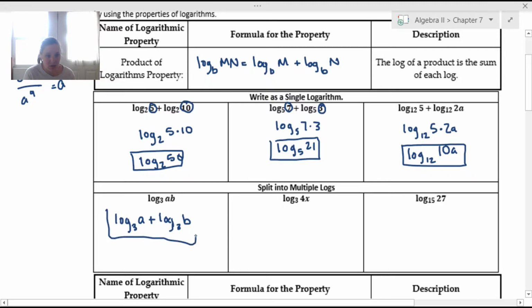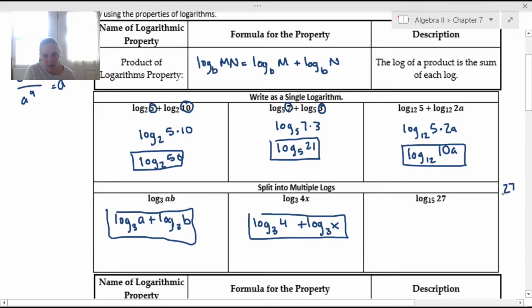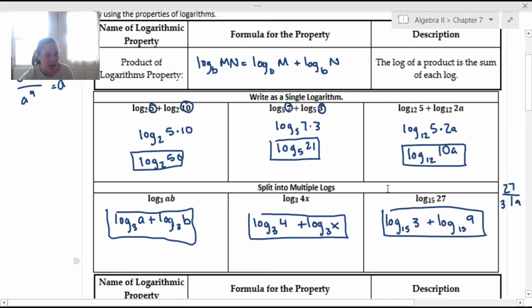I encourage you to pause it and try these next two on your own. I hope you did that. So let's do it again. Log base 3 of 4 plus log base 3 of x. That's splitting it into multiple logs. And now this one's a little trickier because it's 27, but what are two numbers that multiply to 27? I don't have to worry about adding up to anything, but it's only 3 and 9. Those are two numbers that multiply to 27. So log base 15 of 3 plus log base 15 of 9. That's the product property of logarithms.